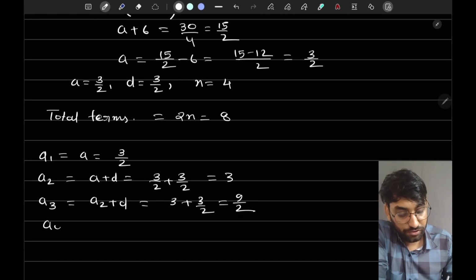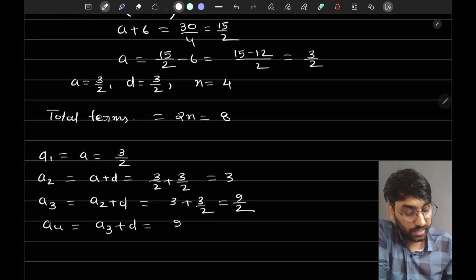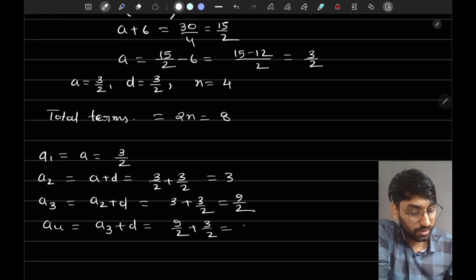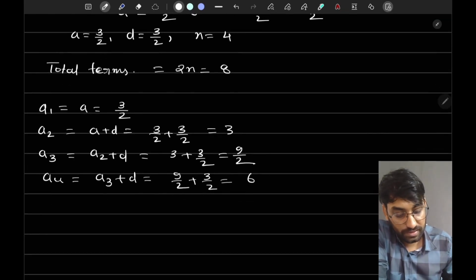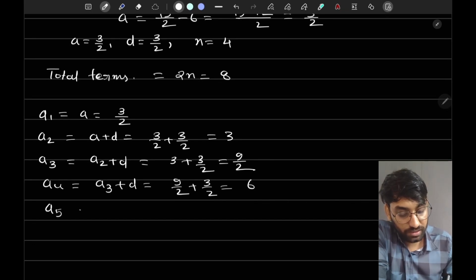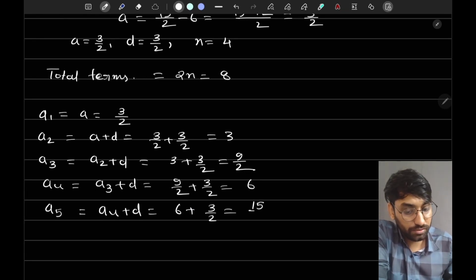Then a4 will be what? Again, a3 plus d. So 9 by 2 plus 3 by 2. So that is nothing but what? 12 by 2, 6. Then again, a5 will be what? a5 will be a4 plus d. So in this case, what I will get? 6 plus 3 by 2. So that is nothing but what? 15 by 2. Correct?